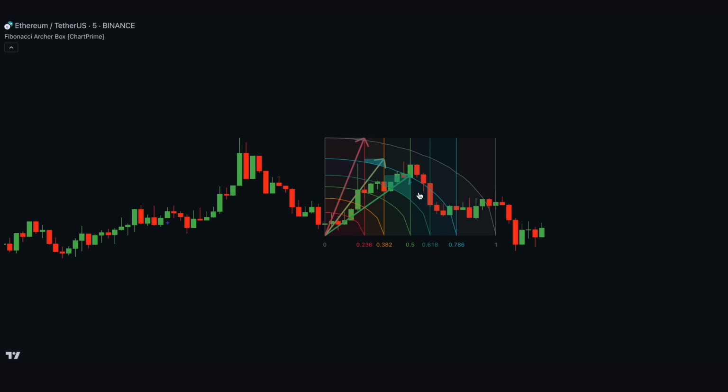Overall, the Fibonacci Archer Box is a new indicator that incorporates Fibonacci retracements and projections with an automated pivot point-based plotting system. While it acknowledges the methodologies of W.D. Gann, it distinctively utilizes Fibonacci techniques, providing an effective tool for market analysis.